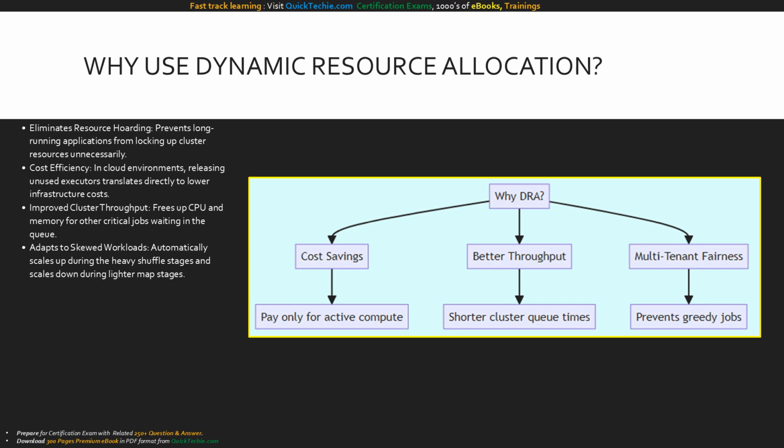Here is a breakdown of the core benefits of DRA. At the top, we have our central question: why DRA? It branches into 3 pillars: cost savings, better throughput, and multi-tenant fairness. Under cost savings, we clearly see that you pay only for active compute, crucial for modern cloud architectures. Under better throughput, releasing resources leads to shorter queue times for everyone else. And under fairness, it actively prevents greedy jobs from starving the cluster. It is a win-win-win scenario for data engineers and platform admins alike.